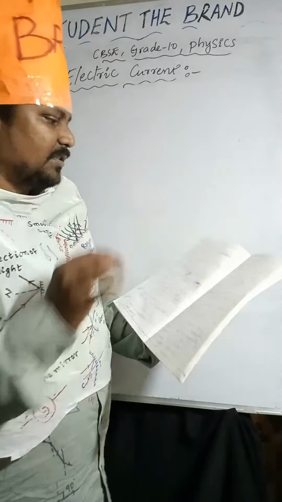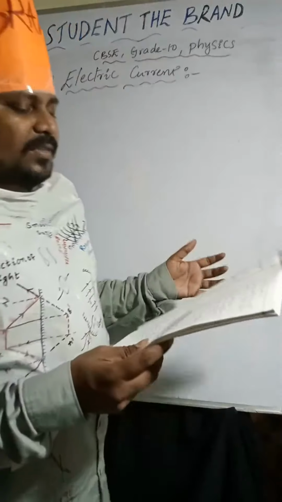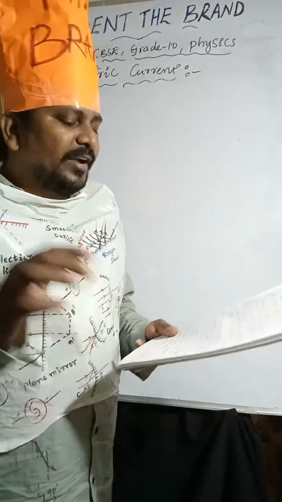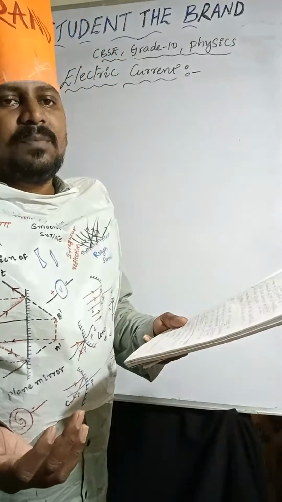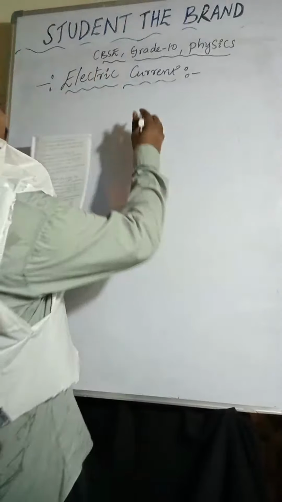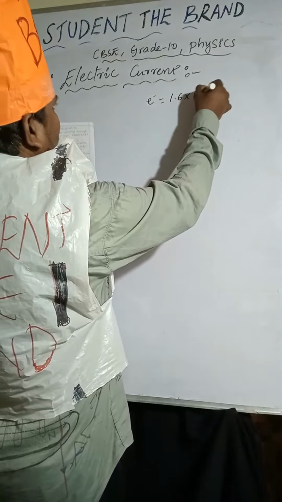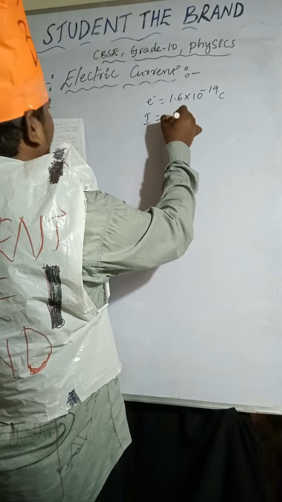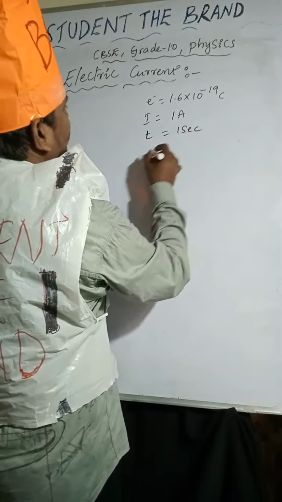Related to this concept, these questions are there. And one more question is there. They will give the I value. The charge possessed by an electron is 1.6 into 10 power minus 19 coulomb. Find the number of electrons that will flow per second to constitute a current of 1 ampere. So I will write the question, just follow. The charge on an electron is 1.6 into 10 power minus 19 coulomb. Current is given as 1 ampere and time is given, t equal to 1 second. So we need to find the n value.